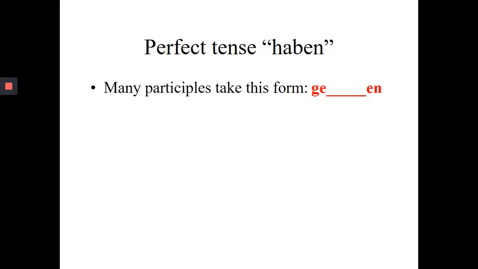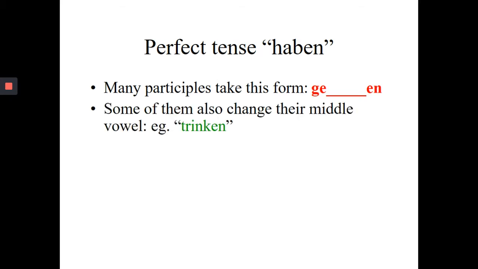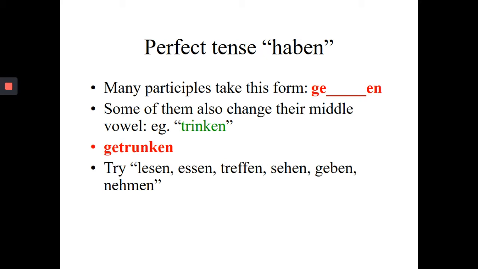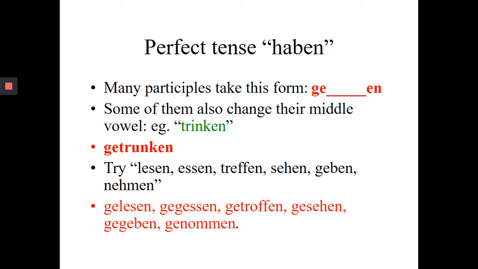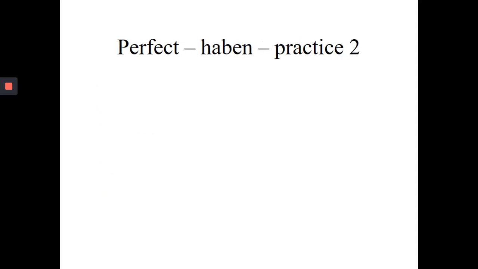There are other verbs, however, where the past participles take the form of ge at the beginning and en at the end. Some of them also change their vowel, so trinken, for example, would become getrunken. This is also the case with these other verbs: lesen, essen, treffen, sehen, geben, nehmen, and many more. So lesen becomes gelesen, essen becomes gegessen, treffen becomes getroffen, sehen, gesehen, geben, gegeben, and nehmen, genommen.